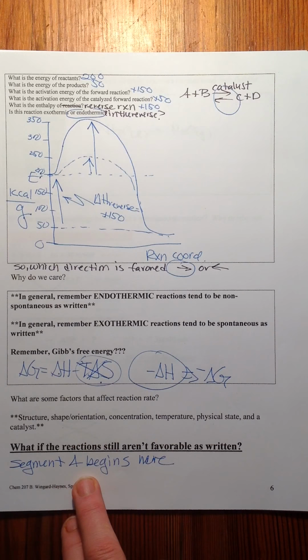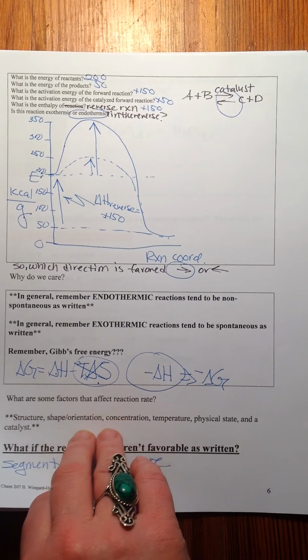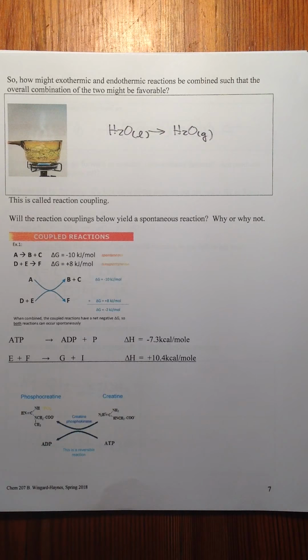We're going to begin this section with, well, what happens if we still can't get a reaction that's favorable as written and we still want it to go forward anyway? We will have to do some reaction coupling.